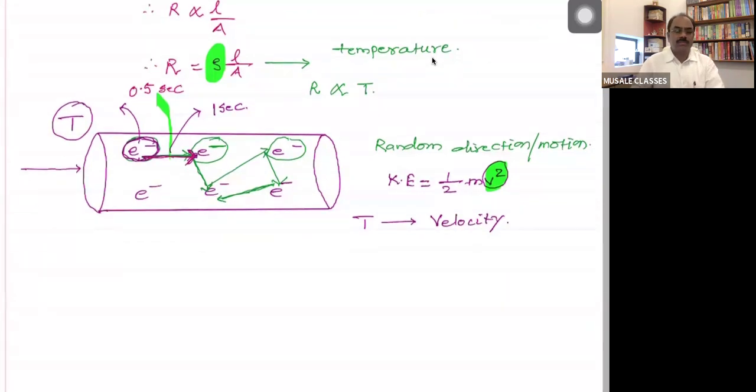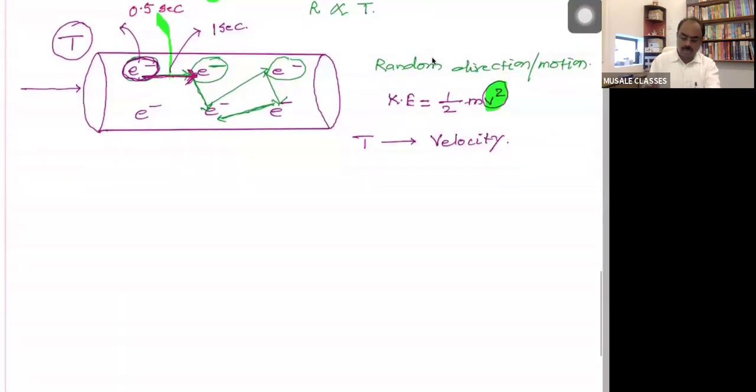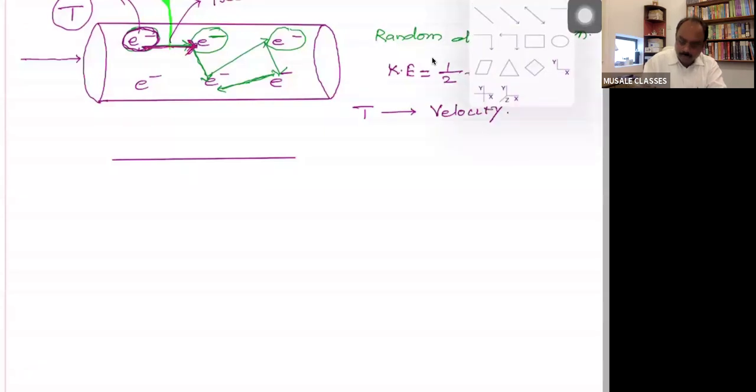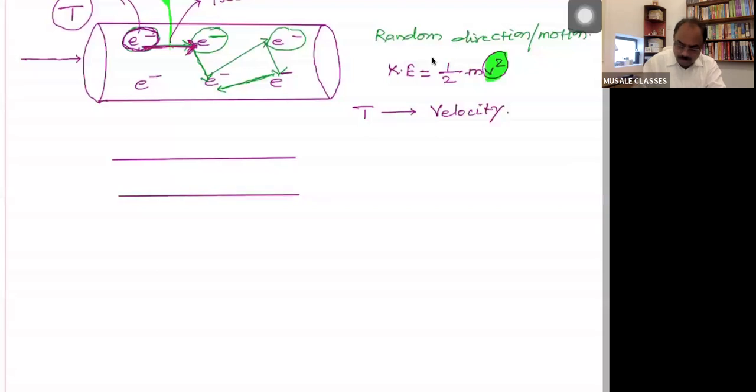Okay, so this was the first factor. Now again we'll go back to this. Suppose I have a conductor. You have to understand the basics, and that's why I'm trying to tell you what exactly happens. There are objective questions on this in either NEET or JEE. You need to understand this.